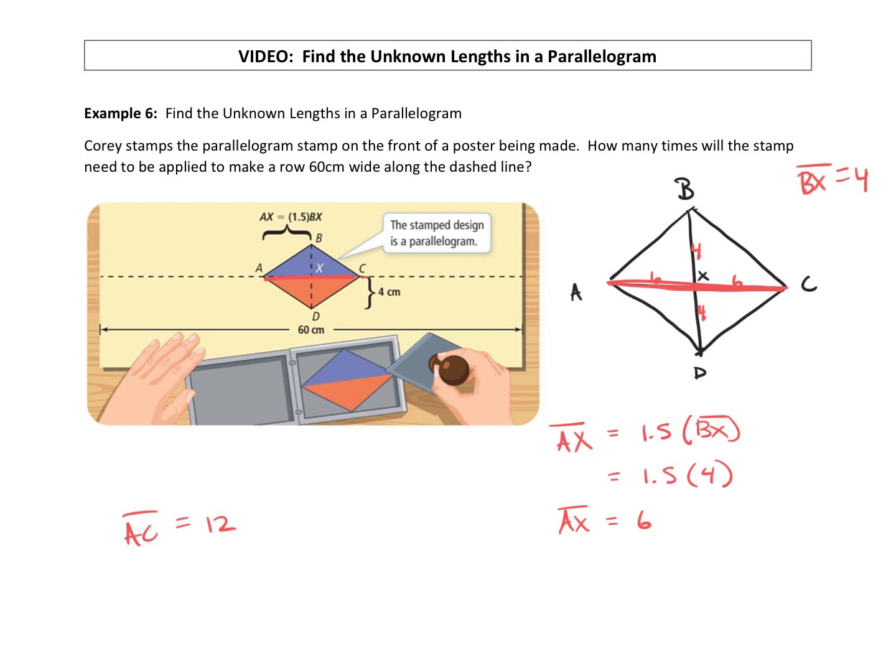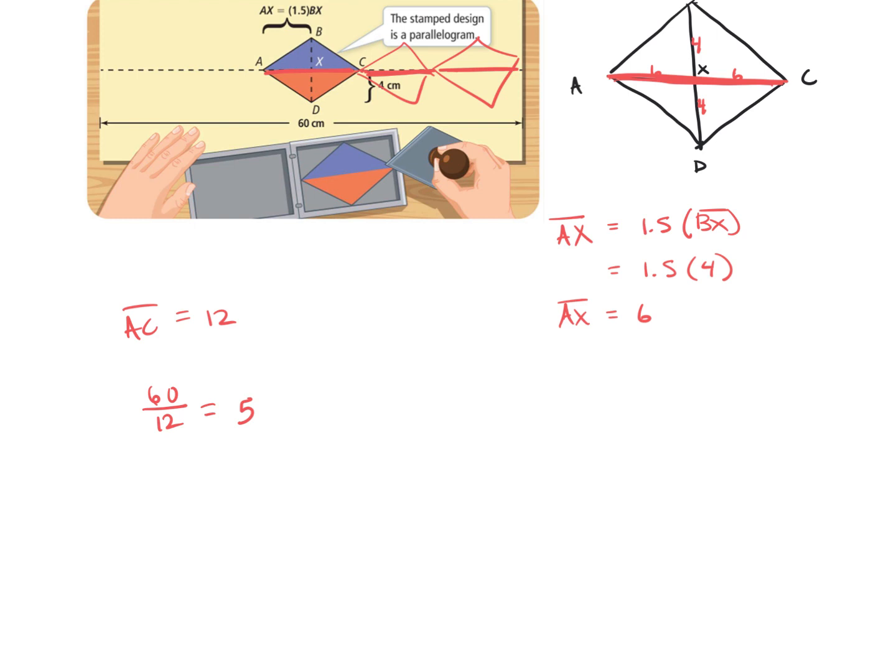The question is, how many of those parallelograms that are 12 units long can we fit in our picture? Well, the total horizontal distance we're trying to cover is 60 centimeters. So if we take the 60 centimeters and divide it by essentially what would be like the width of our stamp, divide it by 12, let's see how many fit in. 60 divided by 12 is 5. So we can make the conclusion that Corey will need to stamp the design five times to make a row 60 centimeters wide.